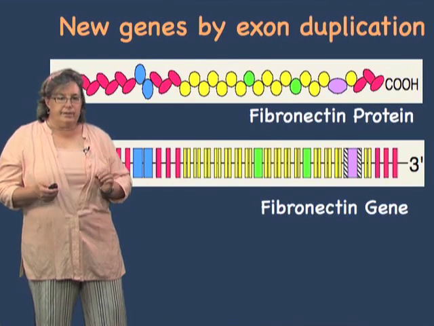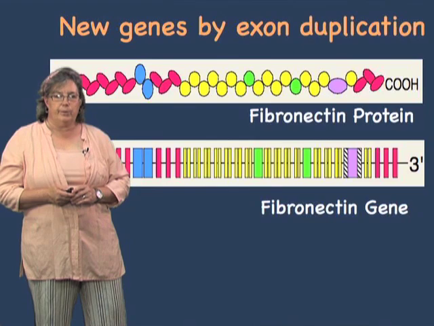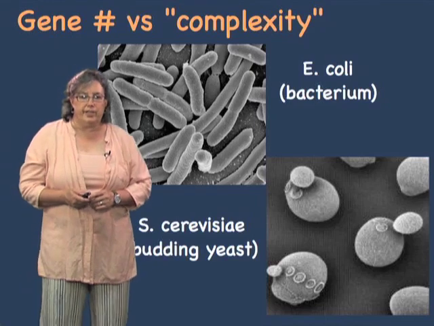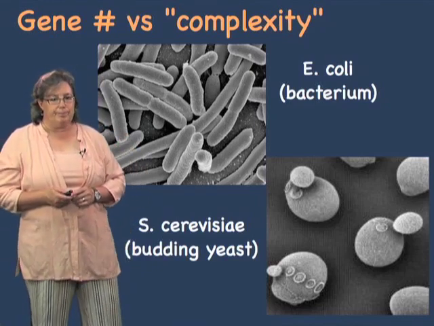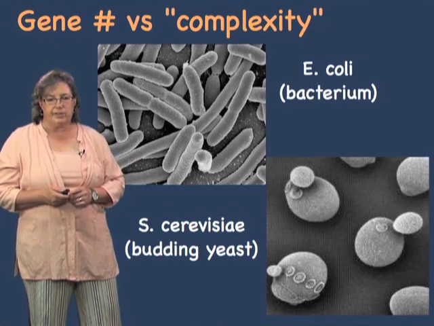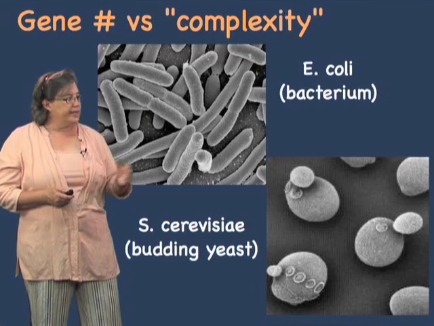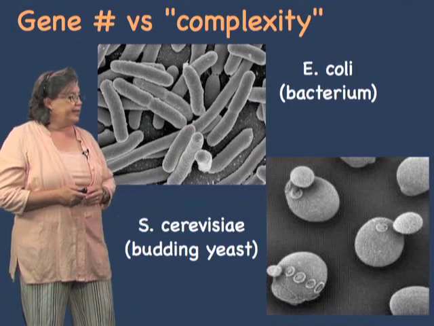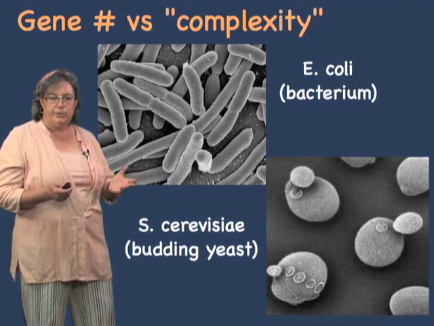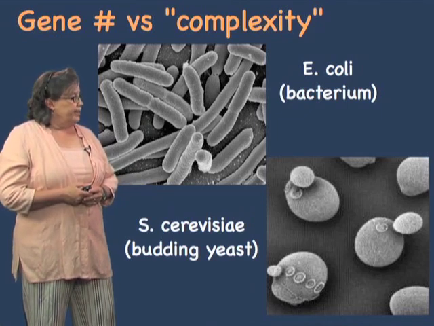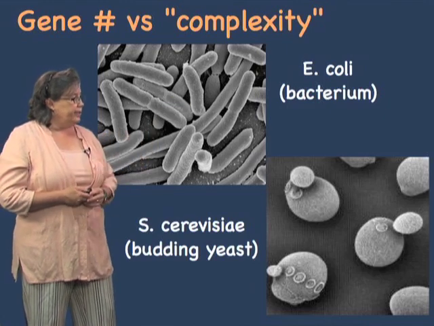Now, the second major advantage we will discuss by looking at the gene number versus complexity problem. So let's consider how many genes different kinds of organisms have. So here, for example, is E. coli, a bacterium, and S. cerevisiae, budding yeast, or the yeast that is used to make bread or brew beer. E. coli is a bacterium in your gut.